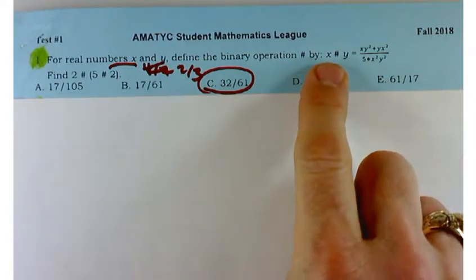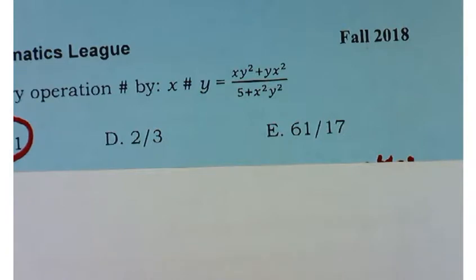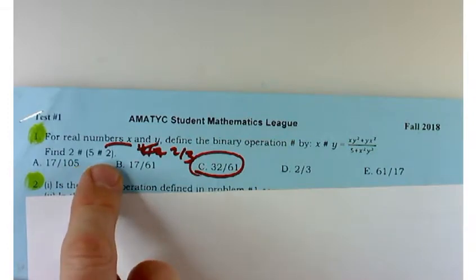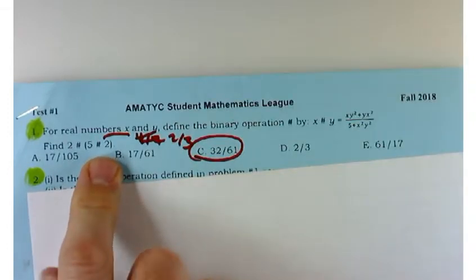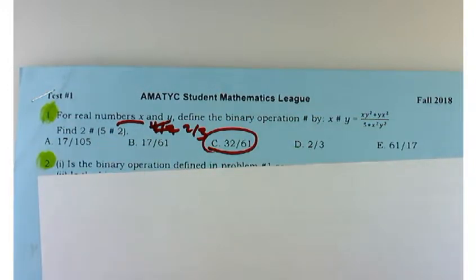It's X hashtag Y is this operation here. Let me zoom in. Of course, you've got that on your sheets. And they asked us to calculate 2 hashtag 5 hashtag 2. Now, of course, that 5 hashtag 2 is in parentheses, so that has to be done first, right? That's your order of operations.